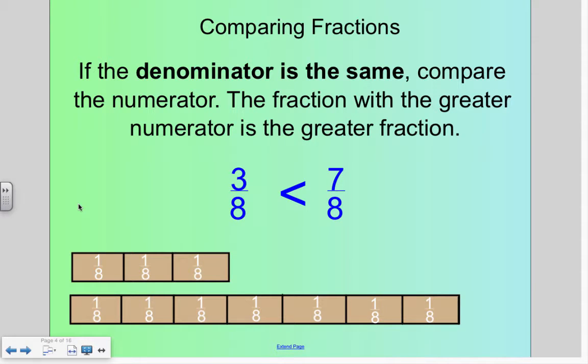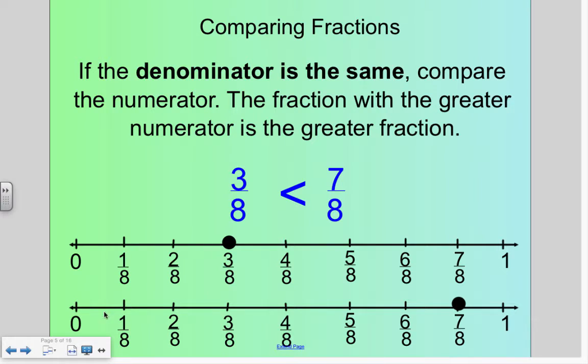So if we're comparing fractions, if the denominator is the same, we compare the numerator. The fraction with the greater numerator is the greater fraction. So here we have 3/8 and 7/8. We have 3 pieces that are all the same versus 7 pieces that are all the same. In both fractions, our size piece is the same. So if we have 7 of those pieces, we have a lot more.